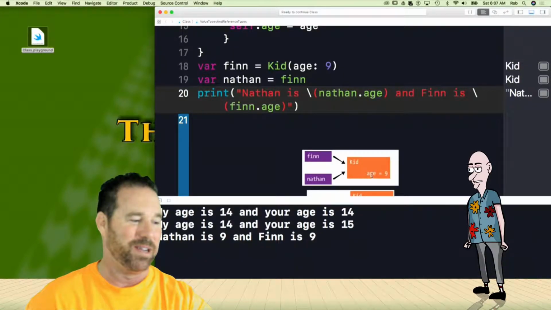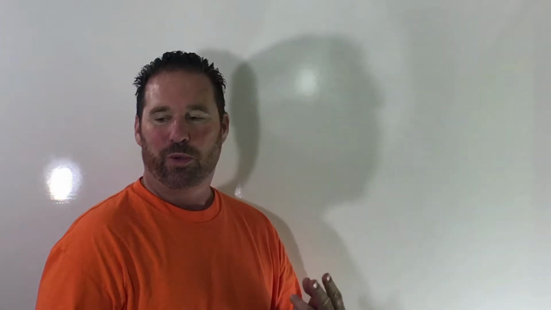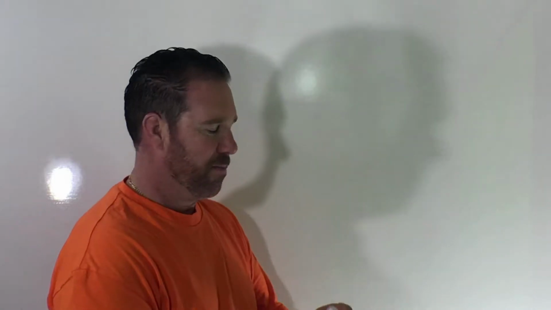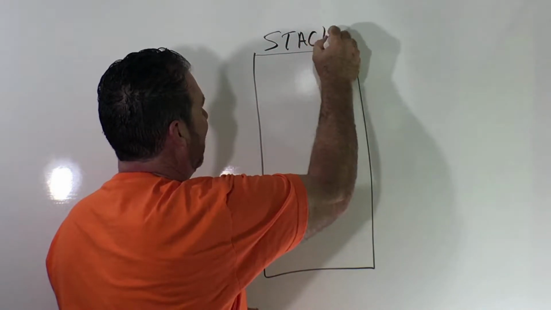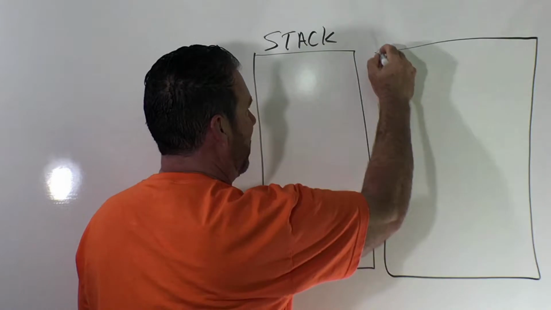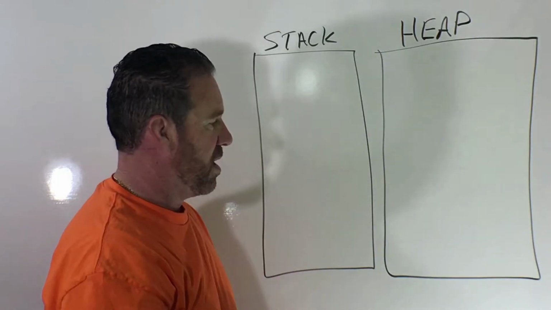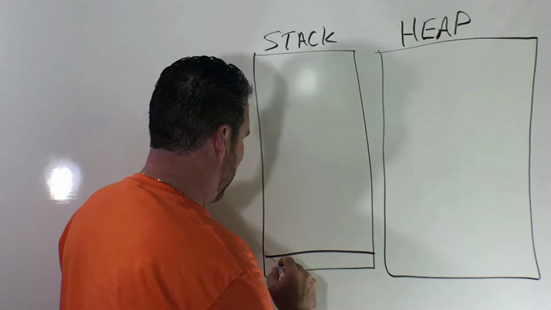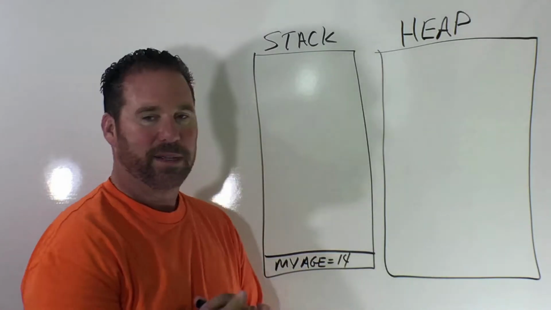All right, now I'm over here on the whiteboard, and I'm going to try to draw this up for you. So, I said there's two property types, and two memory types. So let's draw those out. You have the stack memory, okay? And then over here, you have a larger area that is called the heap memory, okay? And so when I first created my age, it was created over here on the stack, and it was equal to 14. Okay, so that's over there.